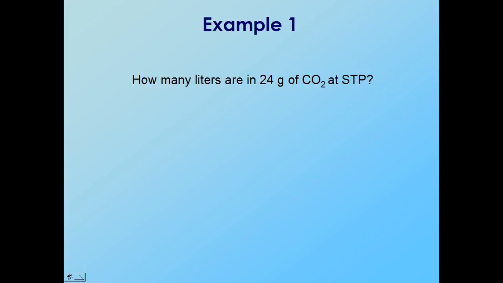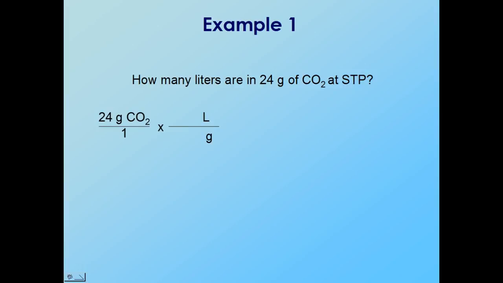So the first example we're going to talk about, how many liters are in 24 grams of CO2 at STP. So I start with what I'm given, just like we did with dimensional analysis, 24 grams of carbon dioxide. Grams needs to go in the denominator because I want to cancel it out. Liters goes in the numerator, that's what I'm trying to find. In case you've forgotten, STP represents standard temperature and pressure, and for 1 mole of a gas under those conditions, it's the same as 22.4 liters.